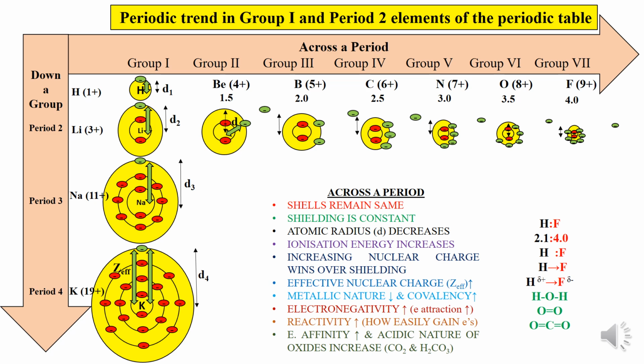So reactivity is a measure of how easily an element can gain electrons. So fluorine atom has the highest ability to gain the electrons among all the elements. So in comparison to lithium, beryllium, boron, carbon, nitrogen, oxygen, fluorine has the greatest ability to gain the electrons. And electron affinity increases going across the period.